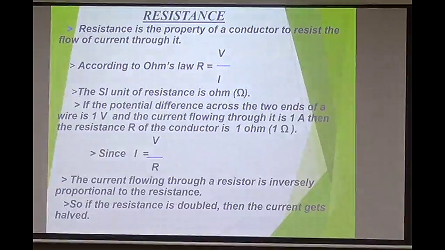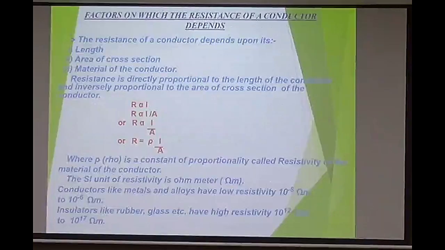Now once we know what resistance is, we need to know what factors determine the resistance of a wire. Because ultimately we are going to lay down electric circuits, and when we lay down electric circuits, we need to control the current flowing through them, because every appliance has a different current requirement. So let us discuss the factors affecting the resistance of a conductor.